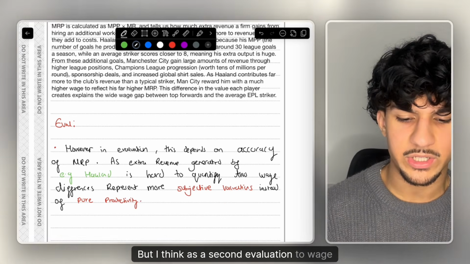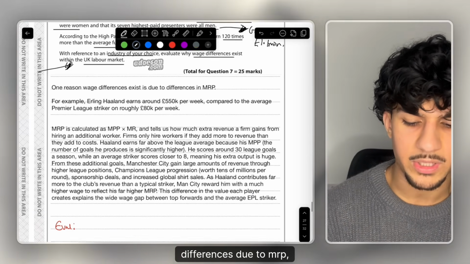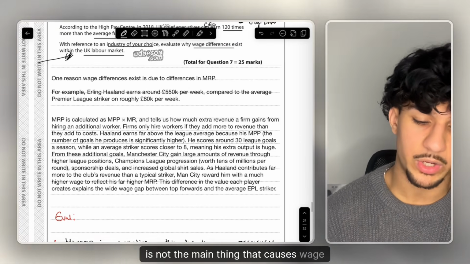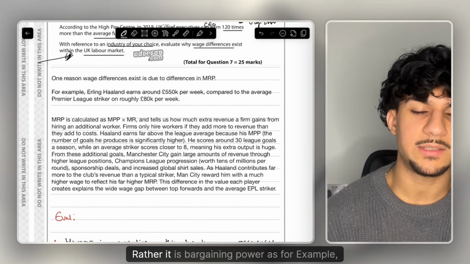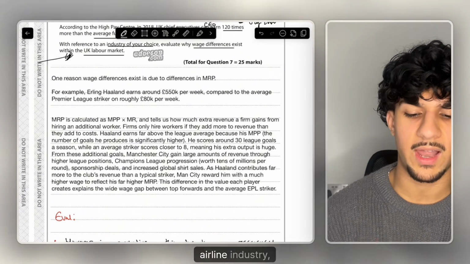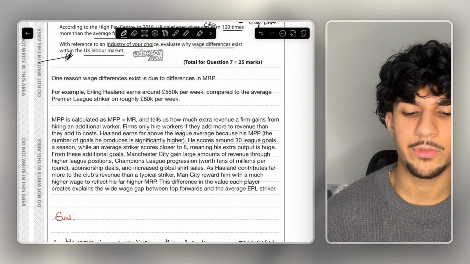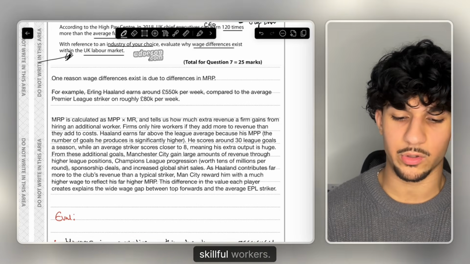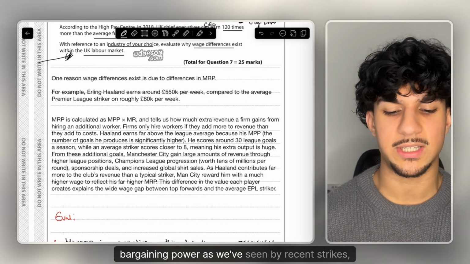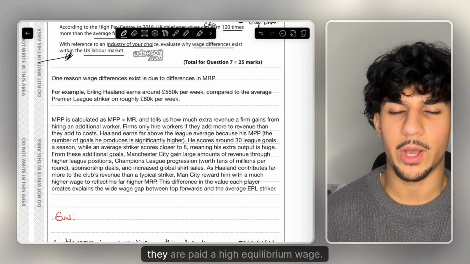But as a second evaluation of wage differences due to MRP, I think you could really evaluate that MRP is not the main thing that causes wage differences. Rather, it is bargaining power. For example, if we think about industries such as the train or airline industry, such as train drivers, you could argue that train drivers are not the most skilful workers. However, due to their massive bargaining power through trade unions, as we've seen by recent strikes, they are paid a high equilibrium wage.